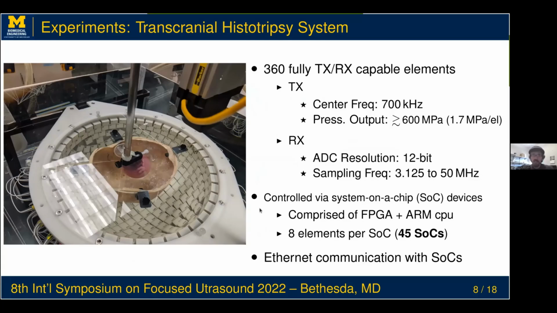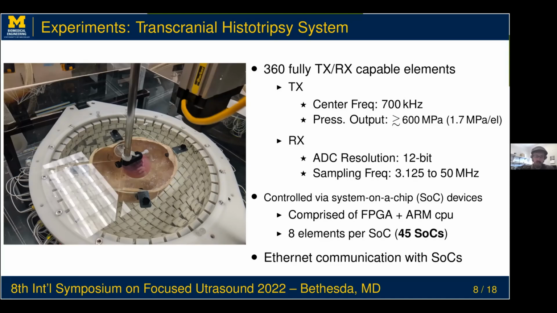And so in these experiments, we used this 360 element, fully transmit-receive capable transcranial histotripsy array that you see here. It had a center frequency of 700 kilohertz and a peak pressure output in the free field of about 600 megapascals. Each one of these array elements is attached to a 12-bit ADC with a variable sampling frequency, so it can monitor those ACE signals, and then it can communicate those ACE signals and measured waveforms back to the host computer via Ethernet.